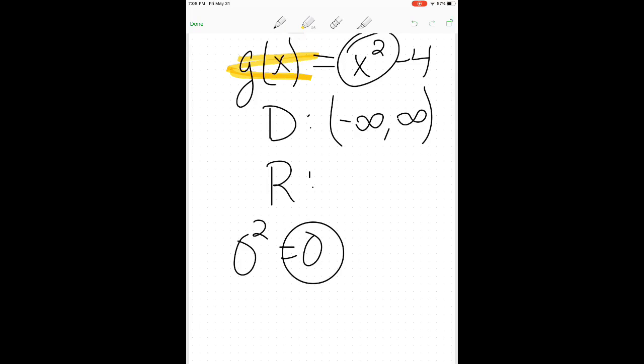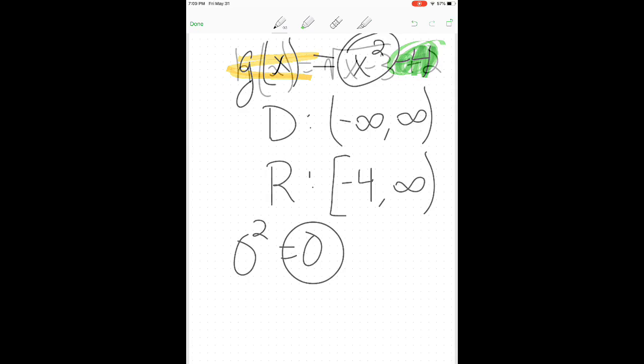But then we can't forget about this, right? We're subtracting 4 after. That's important. So if I plug in 0, I'm going to get out 0, and then I'm subtracting 4. So my range isn't from 0 to infinity. It's going to be from negative 4 to infinity. And I am including this negative 4 because if I plug in 0, I will get out negative 4.